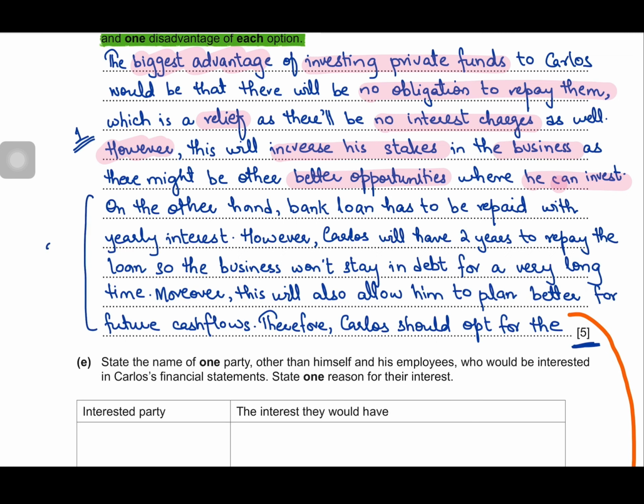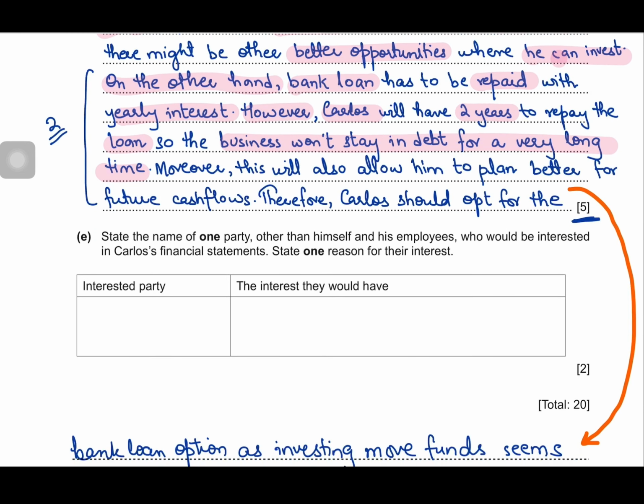Now we will be moving towards option number 2. That is, on the other hand, bank loan has to be repaid with yearly interest. So this was the drawback, that there will be an increased expense yearly. However, what would be the benefit? Carlos would have 2 years to repay the loan, so the business won't stay in debt for a very long time, right? So this doesn't seem to me a very big problem. Moreover, this will also allow him to plan better for future cash flows, right, as we discussed.